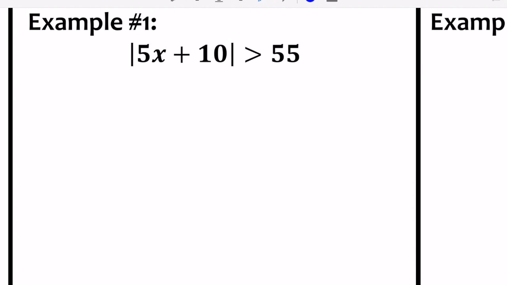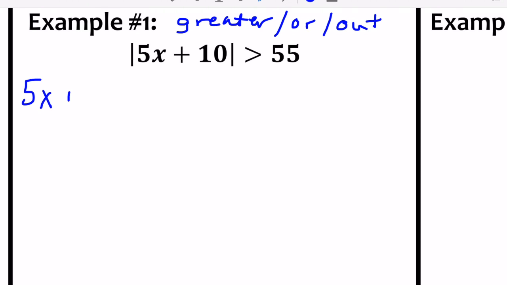Okay, example 1, we have the absolute value of 5x plus 10 is greater than 55. Since this problem is already solved with the absolute value on the left, we can go ahead and go into step 2, which is to determine what type of problem this is. It's a greater than sign, so it's a greater than or shade out problem. Step 3 is going to be to go ahead and write out our first inequality. So our first one is going to be 5x plus 10 is greater than 55. We really just copy down what we had to begin with and we get rid of the bars.